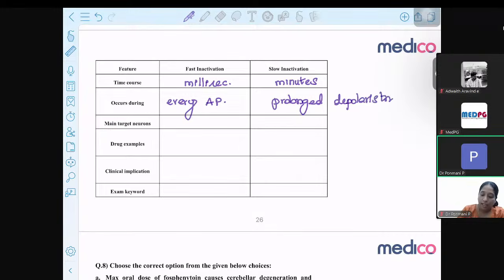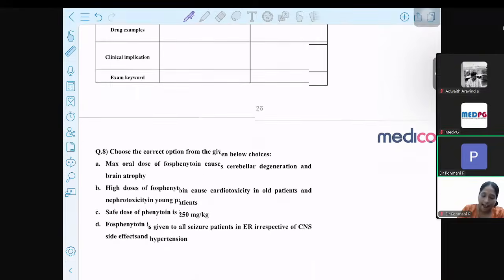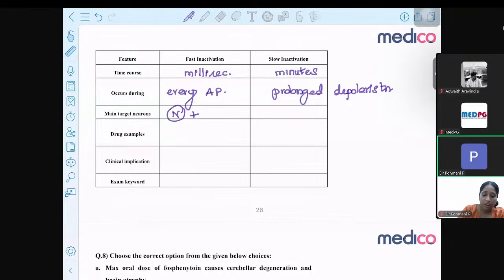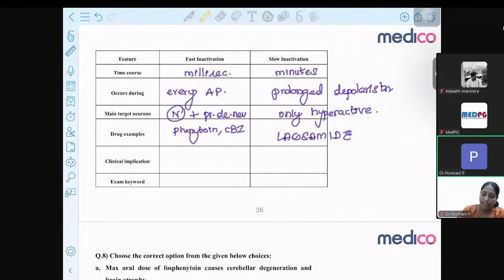So, in fast inactivation, the normal neurons are targeted as well as the prolonged depolarization neurons. But in slow inactivation, only hyperactive neurons are targeted. And what is the example? Phenytoin, carbamazepine, all these drugs are fast inactivation. The only drug which is slow is lacosamide. Do not forget this. Lacosamide is the only drug which follows slow inactivation.